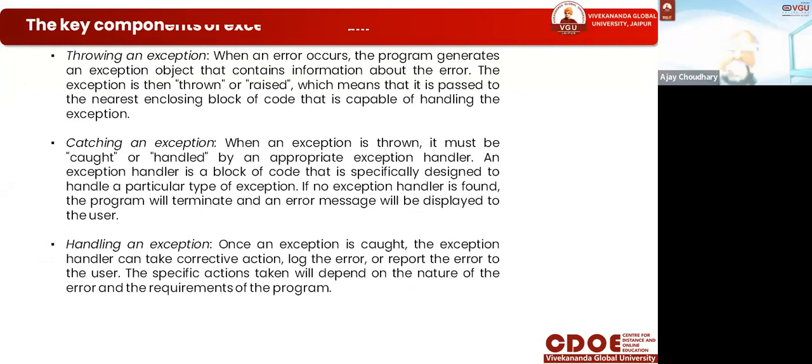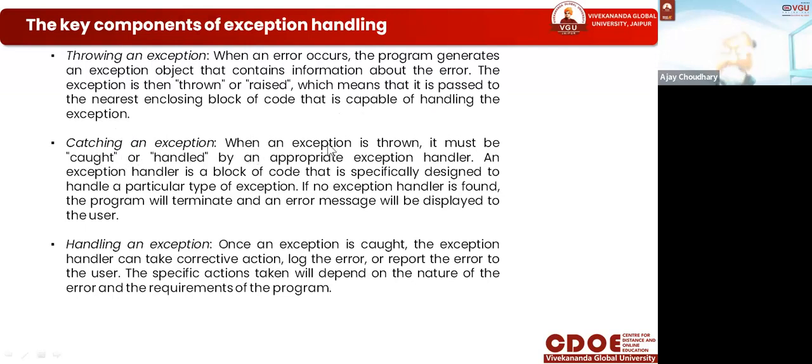The key components of exception handling start with throwing exceptions, which means when an error occurs, the program generates an exception object that contains information about the error. The exception is then thrown or raised. If we know this exception will occur, we just raise it, which means it is passed to the nearest enclosing block of code that is capable of handling the exception.